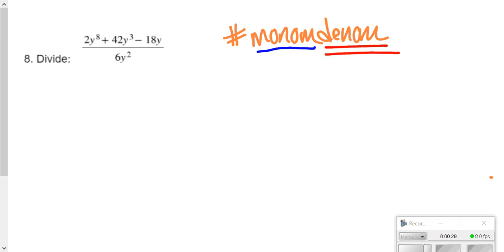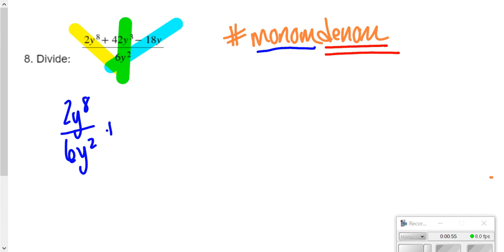A monomial is when you have a single term polynomial. Denominator is the bottom of a fraction. When you have manam denam, you just split that guy up like so, into however many pieces you have. Each piece can be individually divided by your denominator. So what I'm seeing in my mind's eye, although I don't usually write out this step myself, is this.